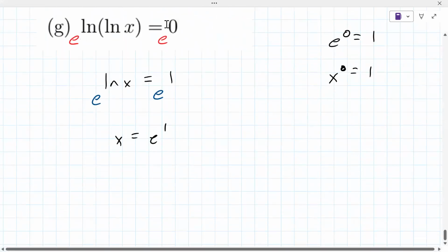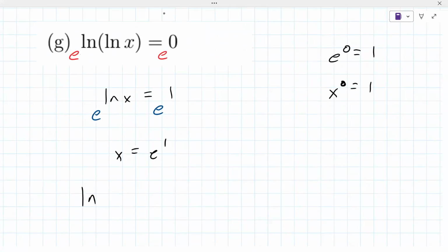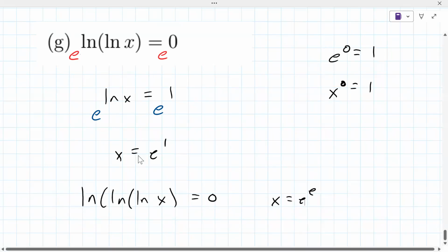So I think on the test, I saw one time, there's a question like natural log of natural log of natural log of x, like this. And the answer ended up being x equals e to the e, which is the next iteration of this. You could look at that later if you want.